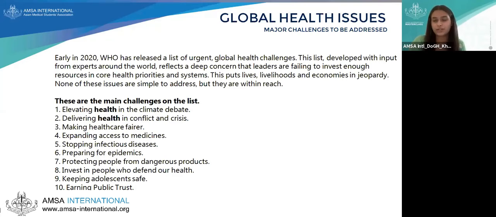There are a total of 10 main challenges that WHO has identified in the list, as visible on the screen, which chiefly include elevating health in the climate debate, delivering health in conflict and crisis, making healthcare fairer, expanding access to medicines, stopping infectious diseases, preparing for epidemics, most importantly, protecting people from dangerous products, investing in people who defend our health, that's the healthcare professionals, and lastly, keeping adolescents safe and earning public trust. All the challenges in this list demand a response from more than just the health sector. With the deadline for the 2030 Sustainable Development Goals quickly approaching, the UN General Assembly has underscored that the next 10 years must be the decade of action.